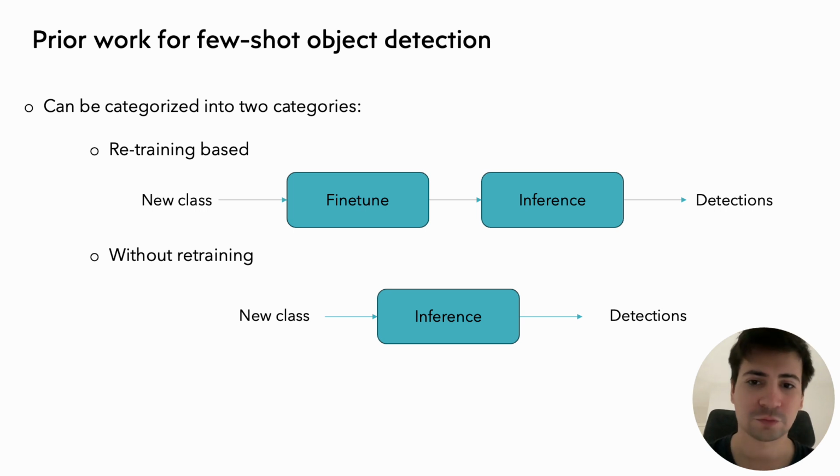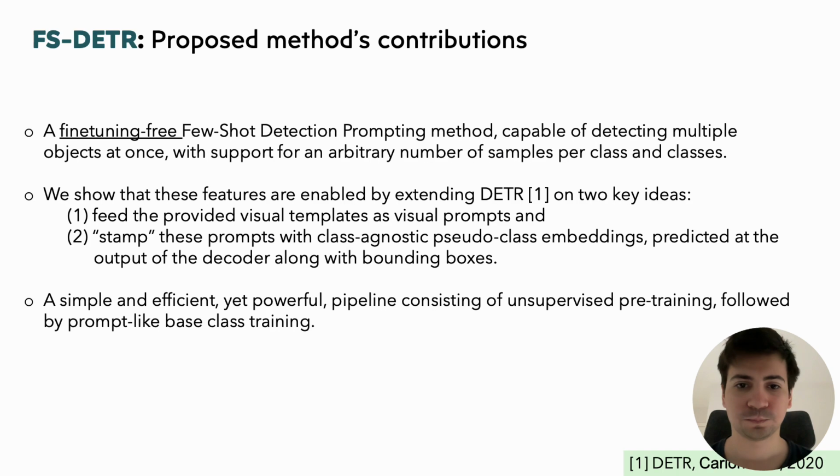Broadly speaking, current few shot object detection methods can be categorized into two broad categories, retraining based and without retraining. The former assume that at test time and prior to deployment, the provided samples of the novel categories can be used to fine-tune the model. The latter can be deployed as is and can detect new classes on the fly. Our work is focused on improving the latter as it's more practical for deployment thanks to its sans training nature.